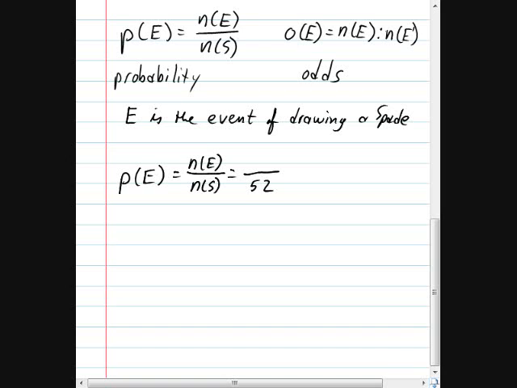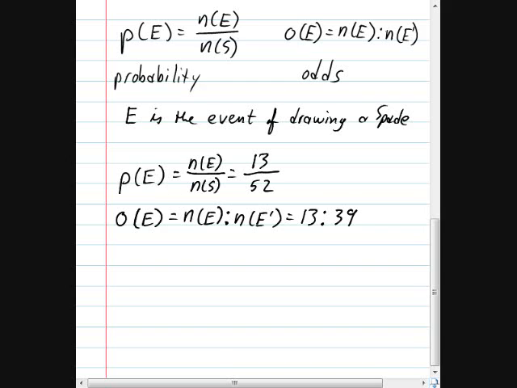Of those 52 elements, 13 are spades. So 13 cards in a standard 52-card deck are spades. So the probability would be 13 over 52. The odds of the event E, so the odds of drawing a spade, would be found by taking the number of ways we can draw a spade to, that's how you read the colon, the number of ways that we would draw something that's not a spade. So here, there are 13 ways to draw a card that is a spade to the 39 ways that we can draw something that's not a spade. So 13 to 39.